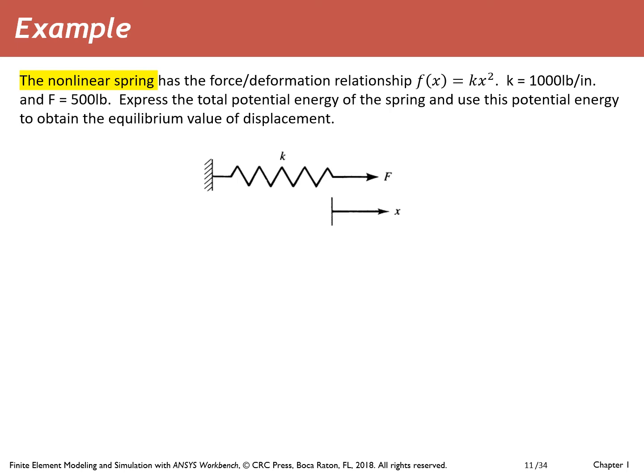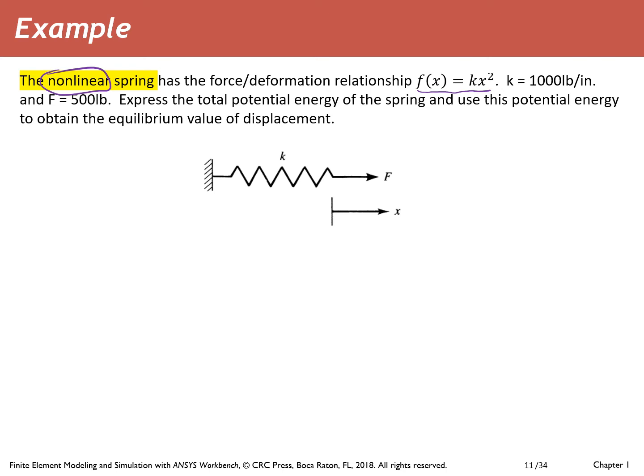Now look at the example. This example is associated with today's quiz. You can see the quiz on the last slide. Everything is the same as in the previous example. The only thing we change is that the spring is nonlinear, meaning the deformation and force relation changes. F(x) instead of equaling k times x equals k x squared, and k and F are given: k is 100 pounds per inch, F is 500 pounds.